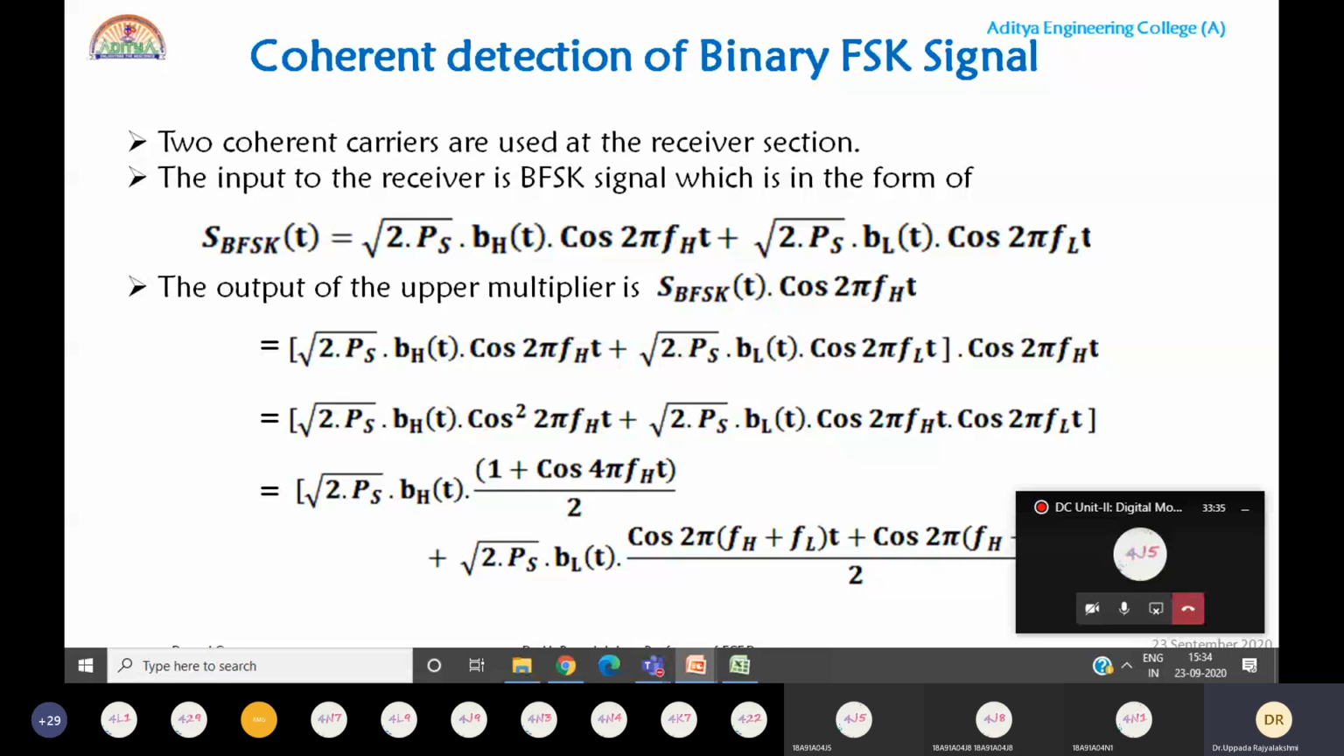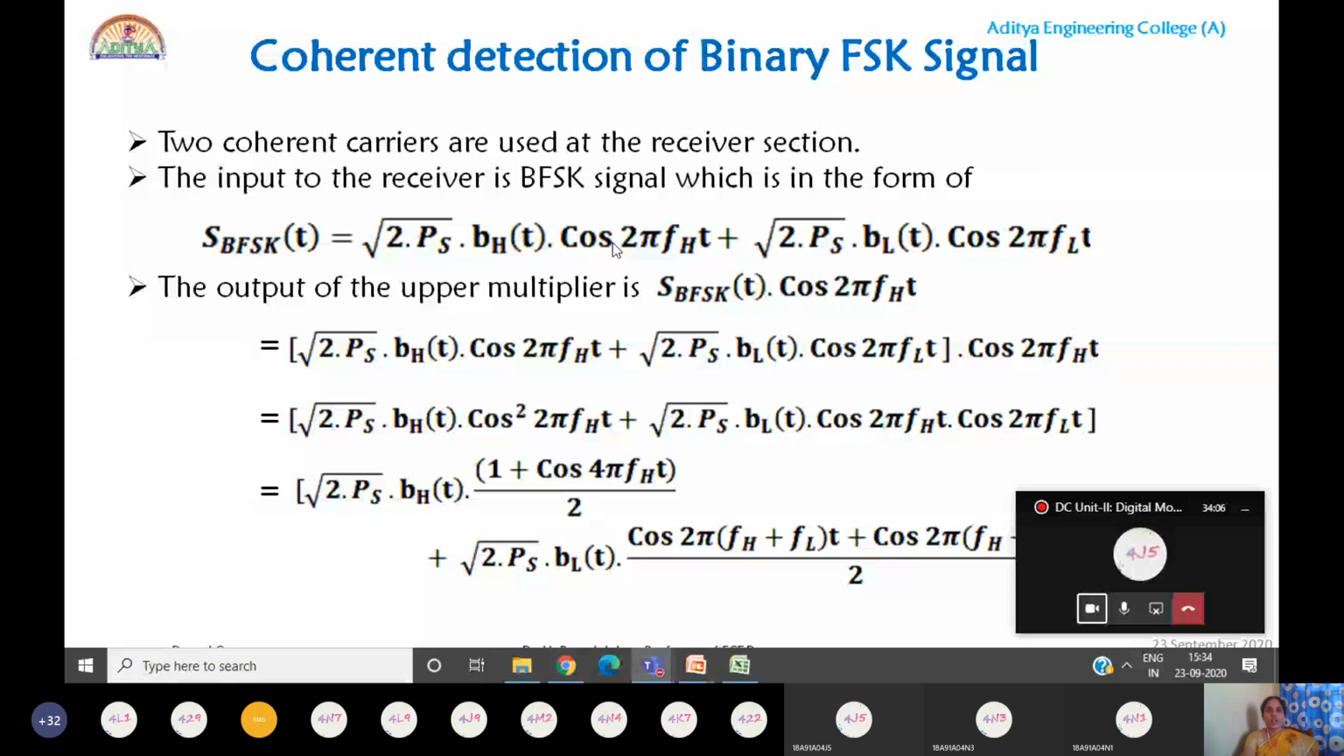The input to the receiver is the BFSK signal. What is the general expression for the BFSK signal? It is root 2PS into BH of t into cos 2 pi FHT, plus root 2PS into BL of t into cos 2 pi FLT. This is the general form of the FSK signal because it is the sum of the output due to the upper product modulator and the output due to the lower product modulator, that is, SH of t plus SL of t.